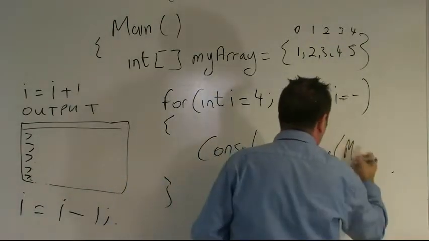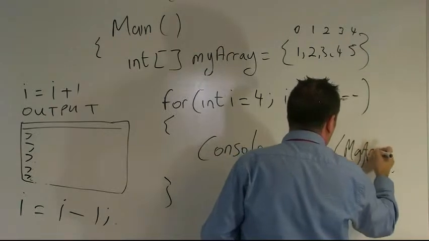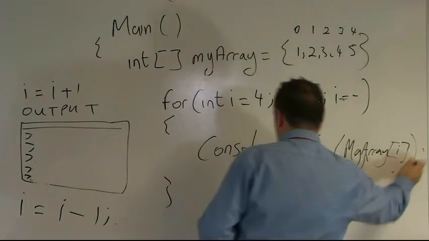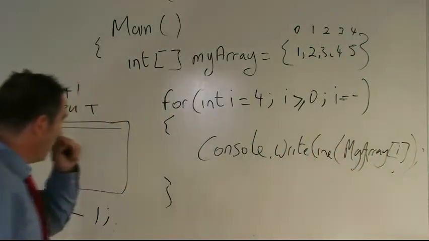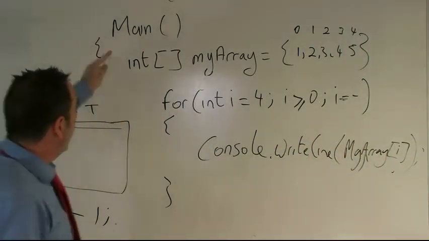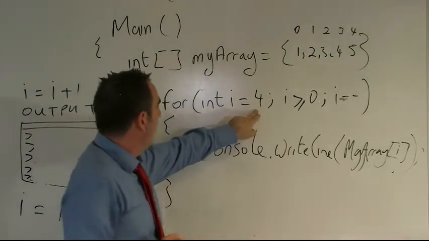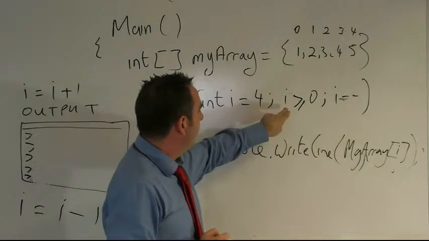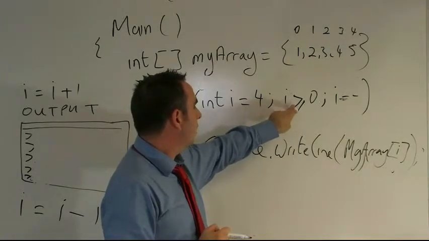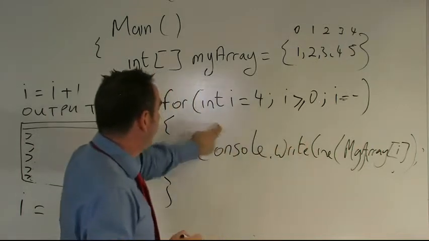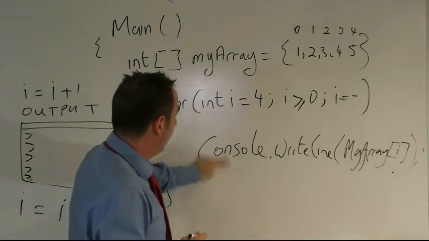Console.WriteLine, and we'll have the same thing again: my array, and we will have i in there. Okay, so let's just run through that. We'll come in, and we can see here i is going to be initialized to 4. Then we'll do our check: is 4 greater than or equal to 0? That resolves to true, so that means we can execute our loop.